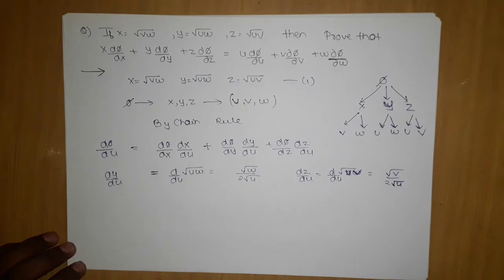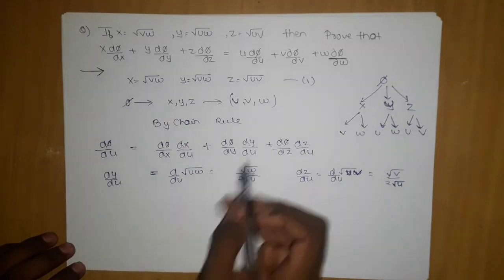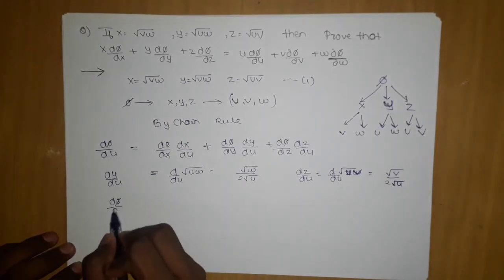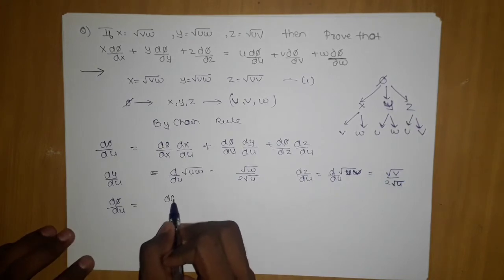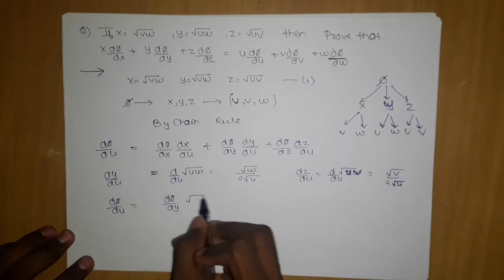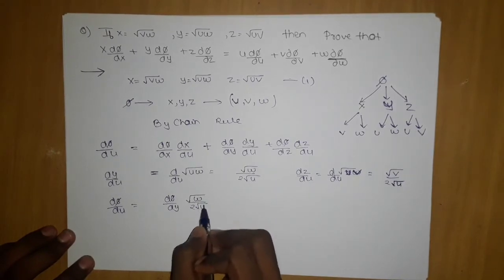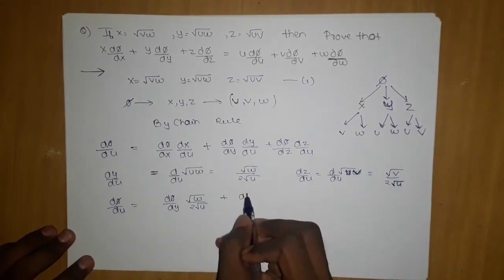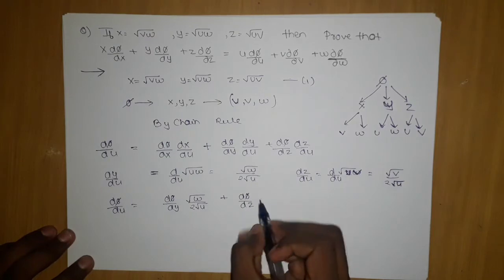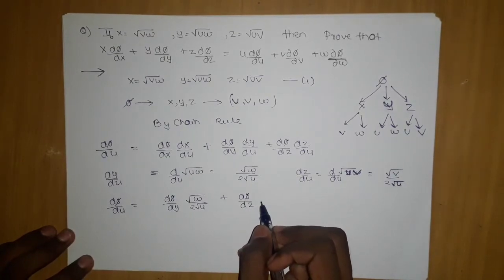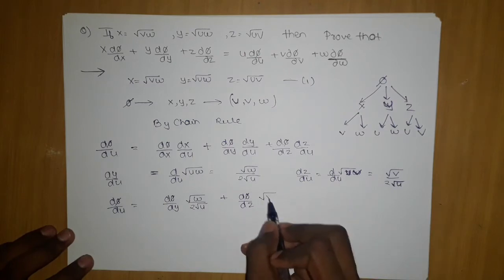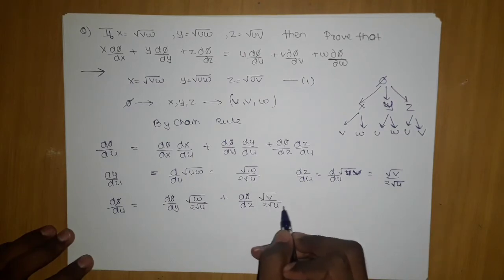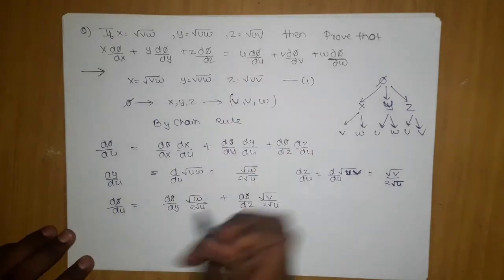Now what we are going to do, we substitute this value. We are going to get dou phi by dou u as what? This is 0, dou phi by dou y into under root w by twice under root u plus dou phi by dou z as under root v by 2 under root u. Now what they have mentioned, multiply it by u.